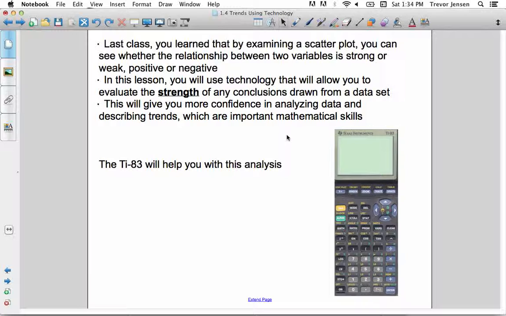And it's going to give us two values, an R value, which is called the correlation coefficient, and an R squared value, which is the coefficient of determination. So it's going to give us an R and an R squared value, and those are going to help us accurately describe the strength of the correlation between the two variables.